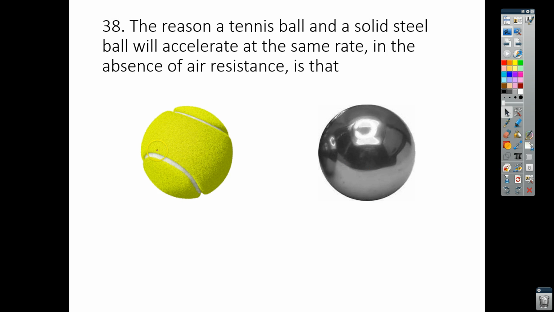For number 38, the reason the tennis ball and a solid steel ball will accelerate at the same rate, that means they both fall with a value of g. So the thing pulling each one of these down, the acceleration, is just gravity. And that is why the tennis ball and the solid steel ball will accelerate at the same rate in the absence of resistance, because that is the value for any falling object, regardless of its weight, regardless of its mass.